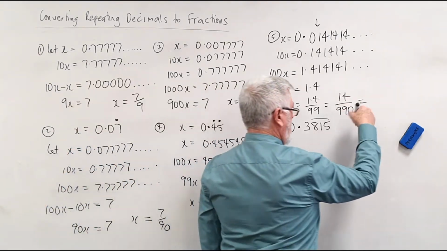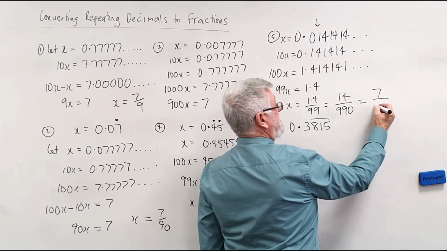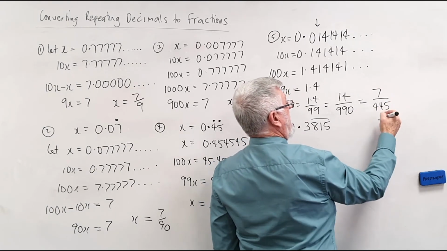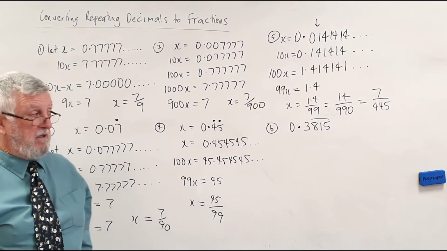Which then becomes, they're both even, 7 on 495. Is that a multiple of 7? No. So we're done.